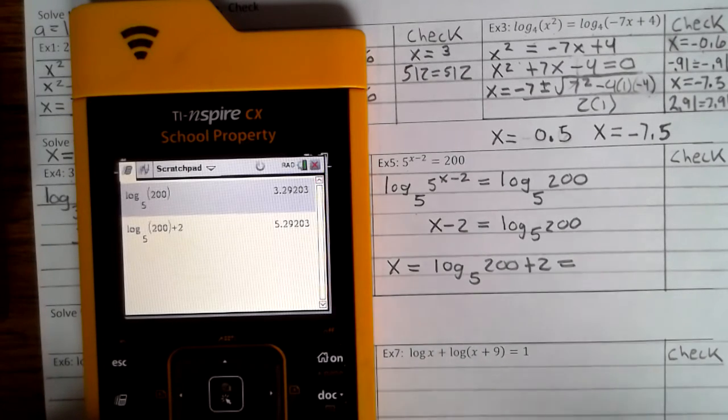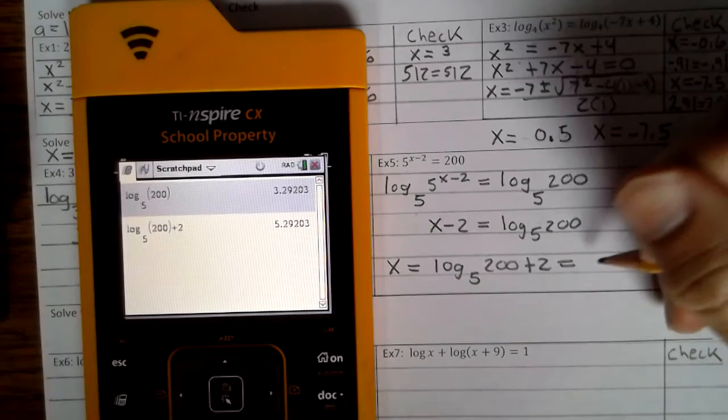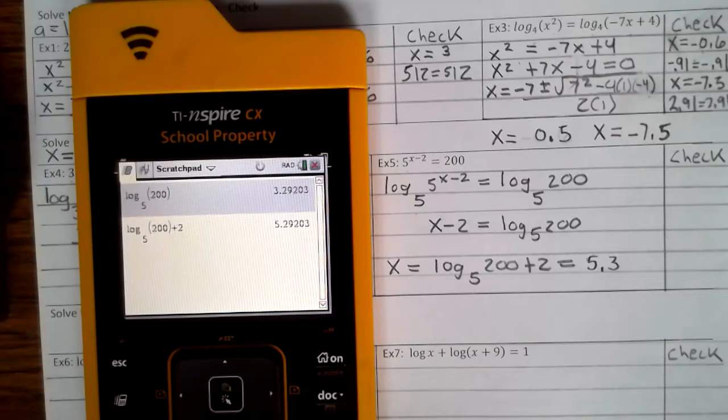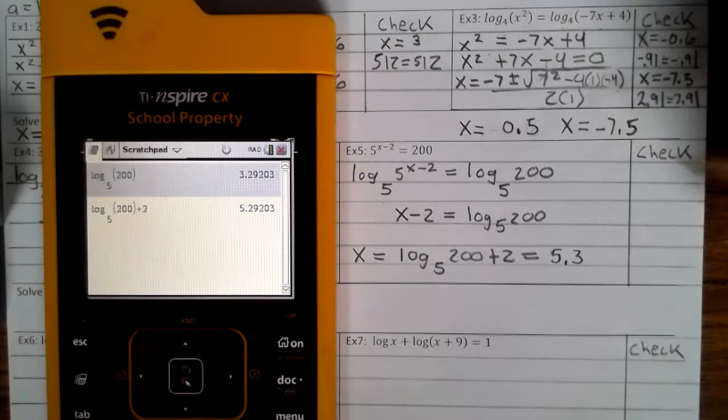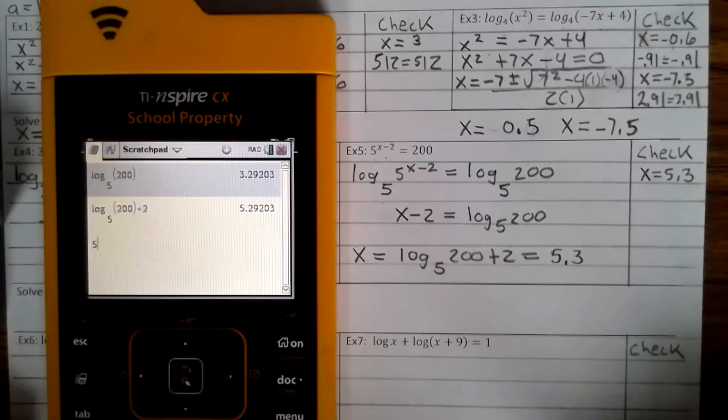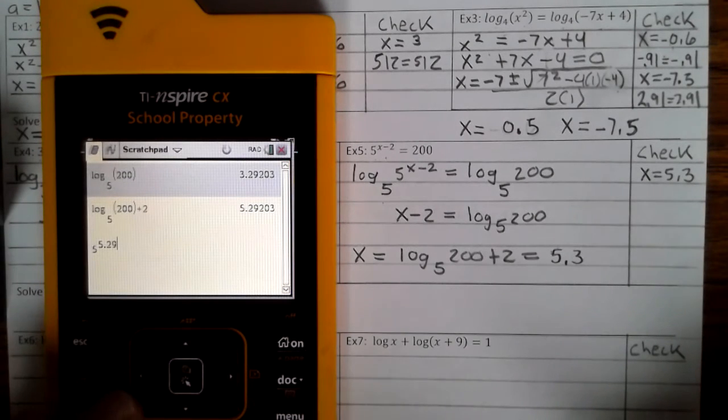Okay, so now we're going to plug this number into the left side. So that's 5 up key of 5.29203 minus 2 and equals 200. So 200 equals 200. So this checks. Okay.